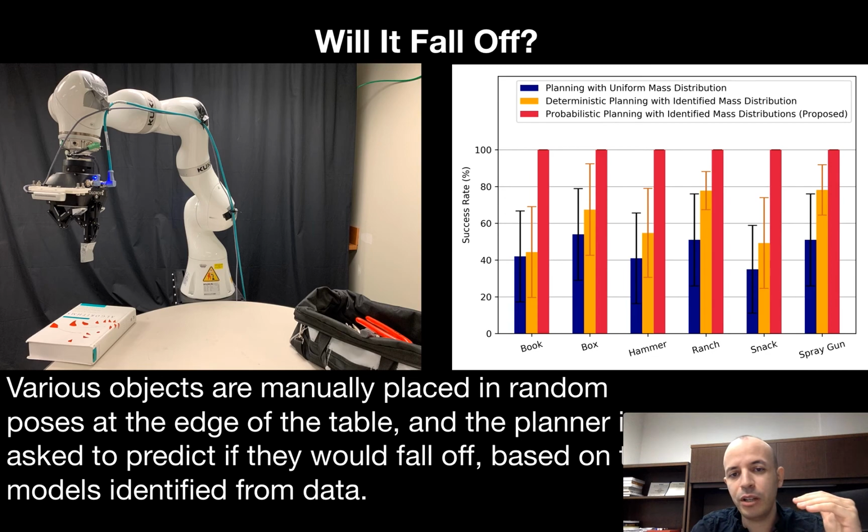Actually, 100% of the time, the planner, using the identified model, was able to predict if the object is going to fall or not. This is versus when we just pick one solution and average that over multiple solutions, which is the orange histogram there, and the blue one is what you predict if you assume uniform distribution of the mass.